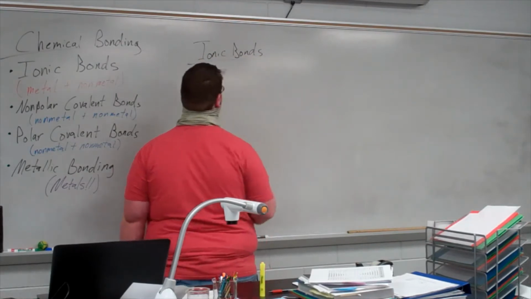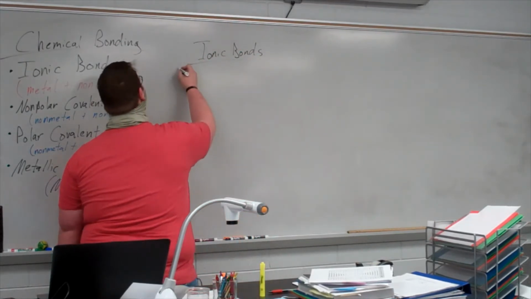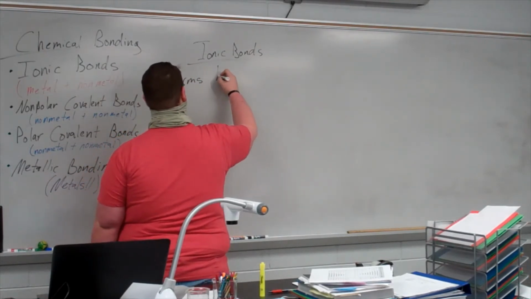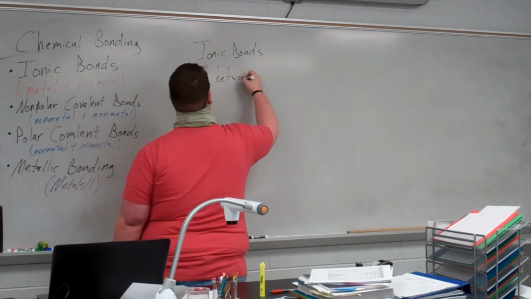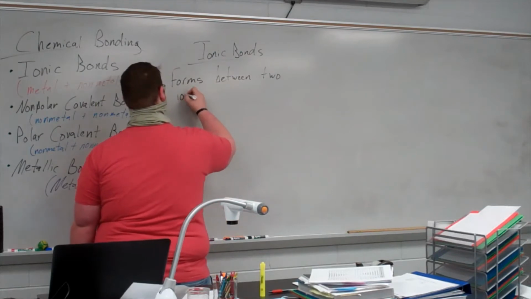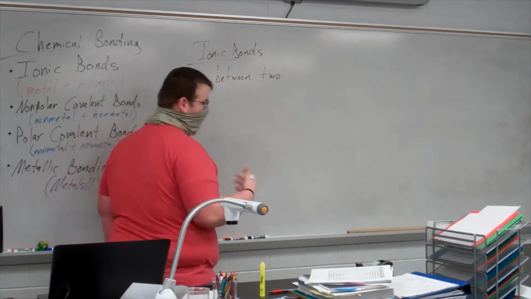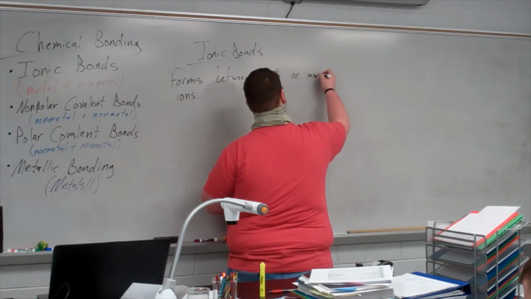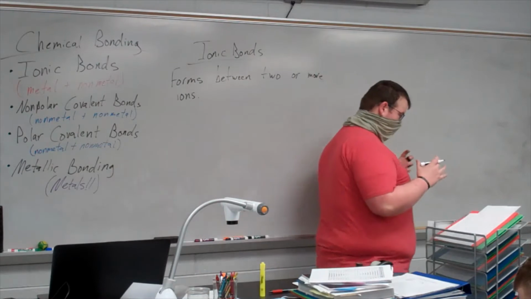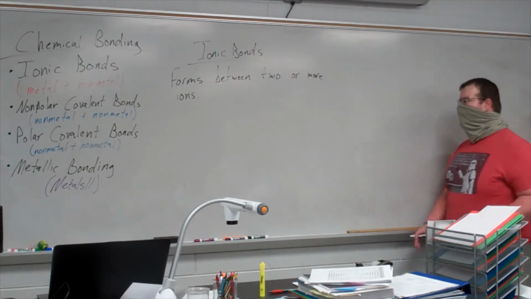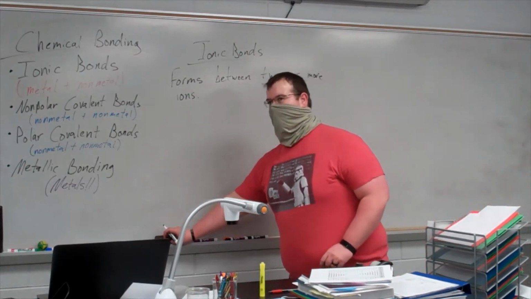The key to this is the first word. It forms between 2 ions. Well, it can be 2 or more, but pretty much you're just looking at 2. We're just going to focus in on a bond, and a bond's just between 2 elements. And let's just say 2 ions. We're going to keep it simple.